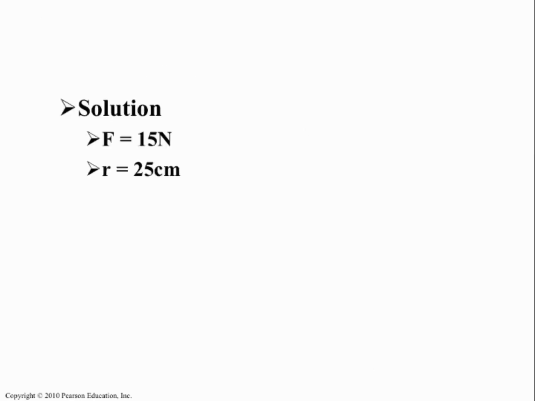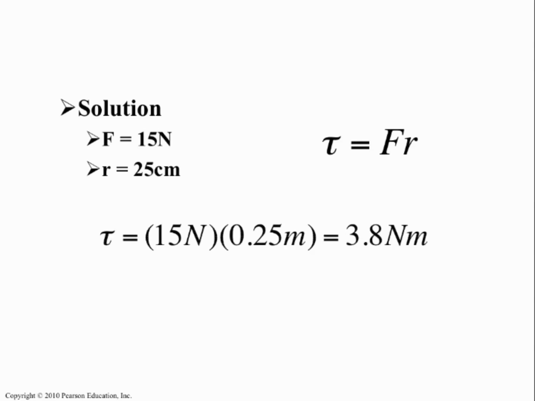All right, so going through the solution, write our givens down, and notice that I can just write the formula tau equals Fr, or force times radius. You can also write it as force times distance, whatever variable you happen to be using. And so then just doing our plugging and chugging, I have 15 newtons times 0.25 meters. Notice that we convert the 25 centimeters to meters, and we have 3.8 Newton meters.